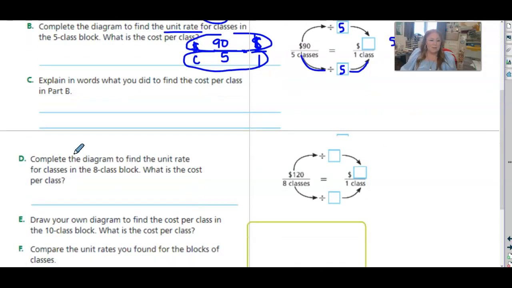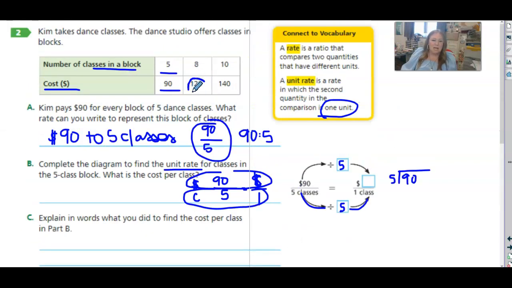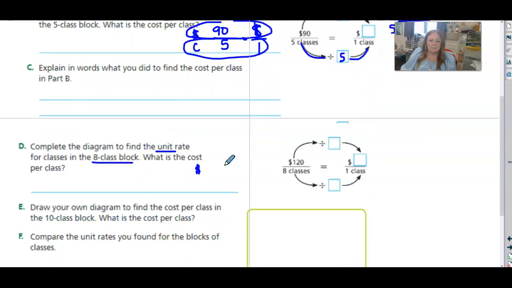Okay, now we're going to complete the diagram to find the unit rate, so the cost of 1 in the 8 class block. So what is the cost per class, right? Per 1. So I'm taking my money. If I look up here, it costs $120. And that gave me the classes, 8 classes. And I want to know how much money one class was.